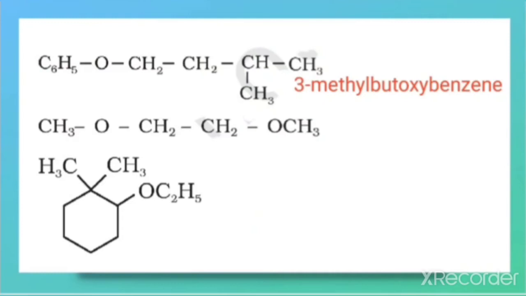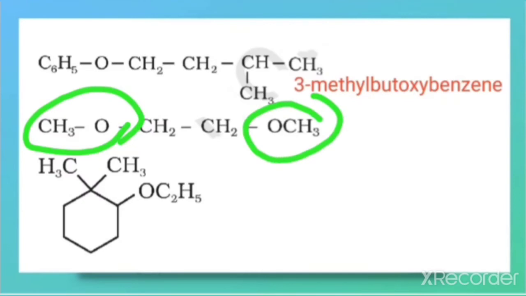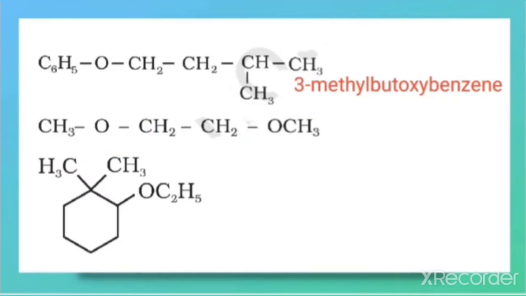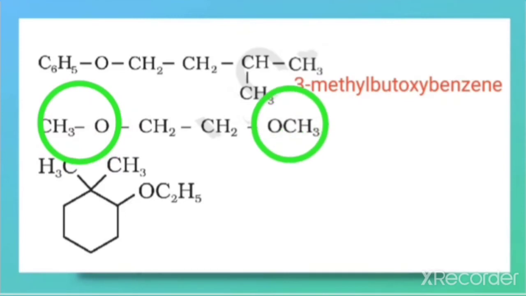Look at the second structure. In the second structure, there are 2 alkoxy groups here. You can see OCH3, OCH3. There are 2 alkoxy groups. So this is the main chain here. Let us once again mark this one. This is the substituent here, and this one is the main chain, that is, these 2 carbons are the main chain.